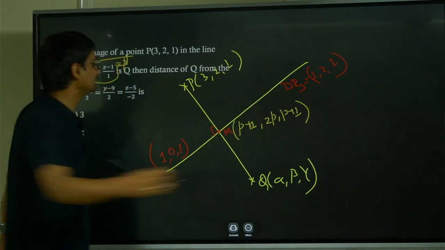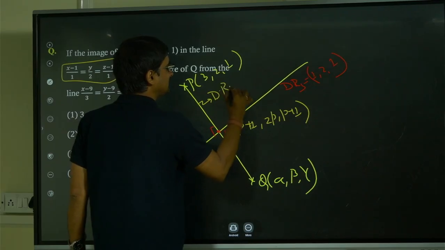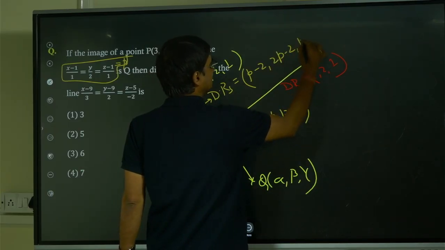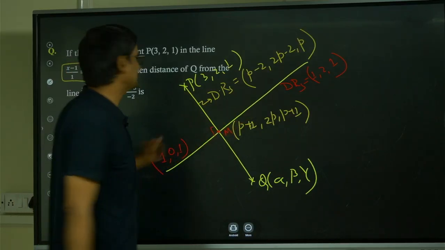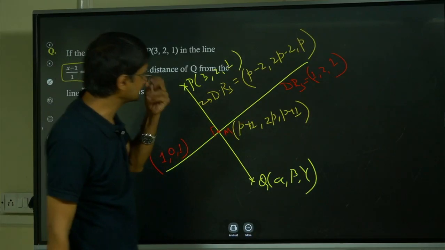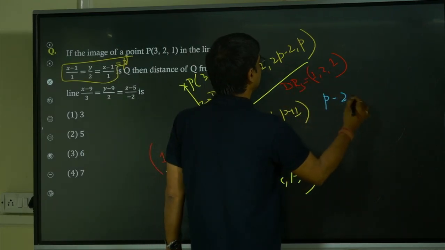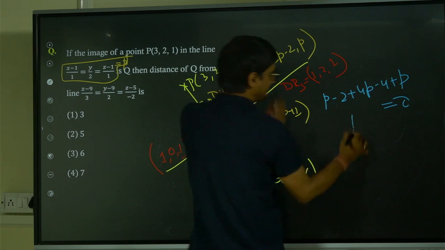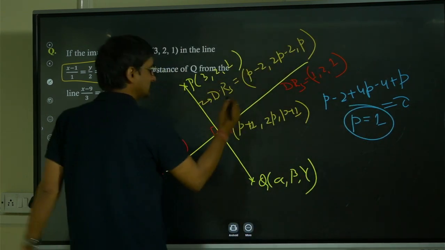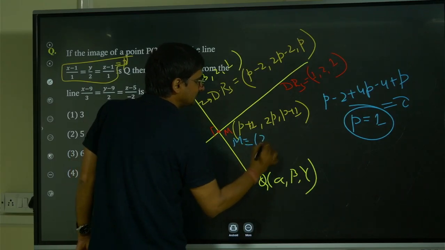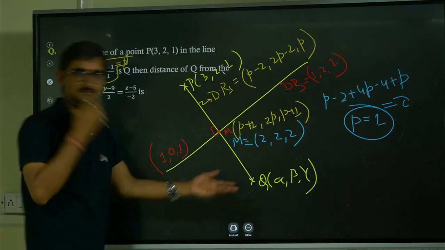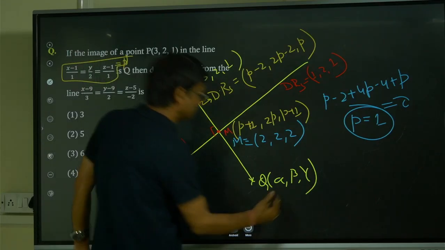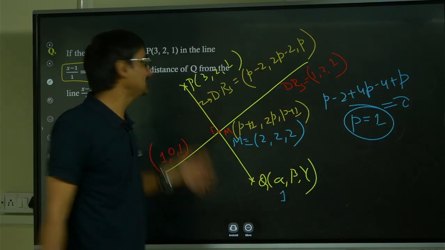Okay, now get PM's DRs in terms of p. So p plus 1 minus 3 is p minus 2, 2p minus 2, and then p. Now what? PM is perpendicular to the line, so the sum of the products of DRs should be 0. So a1a2: p minus 2, b1b2: plus 4p minus 4, plus c1c2: p, is equal to 0. Wow, p is 1. Great. P is 1, so we got M as (2, 2, 2). Nice, we got Q, alpha, beta, gamma. So alpha plus 3 by 2 is equal to 2, so this is 1, and likewise. Once you have alpha, beta, gamma, then you have to find the distance.